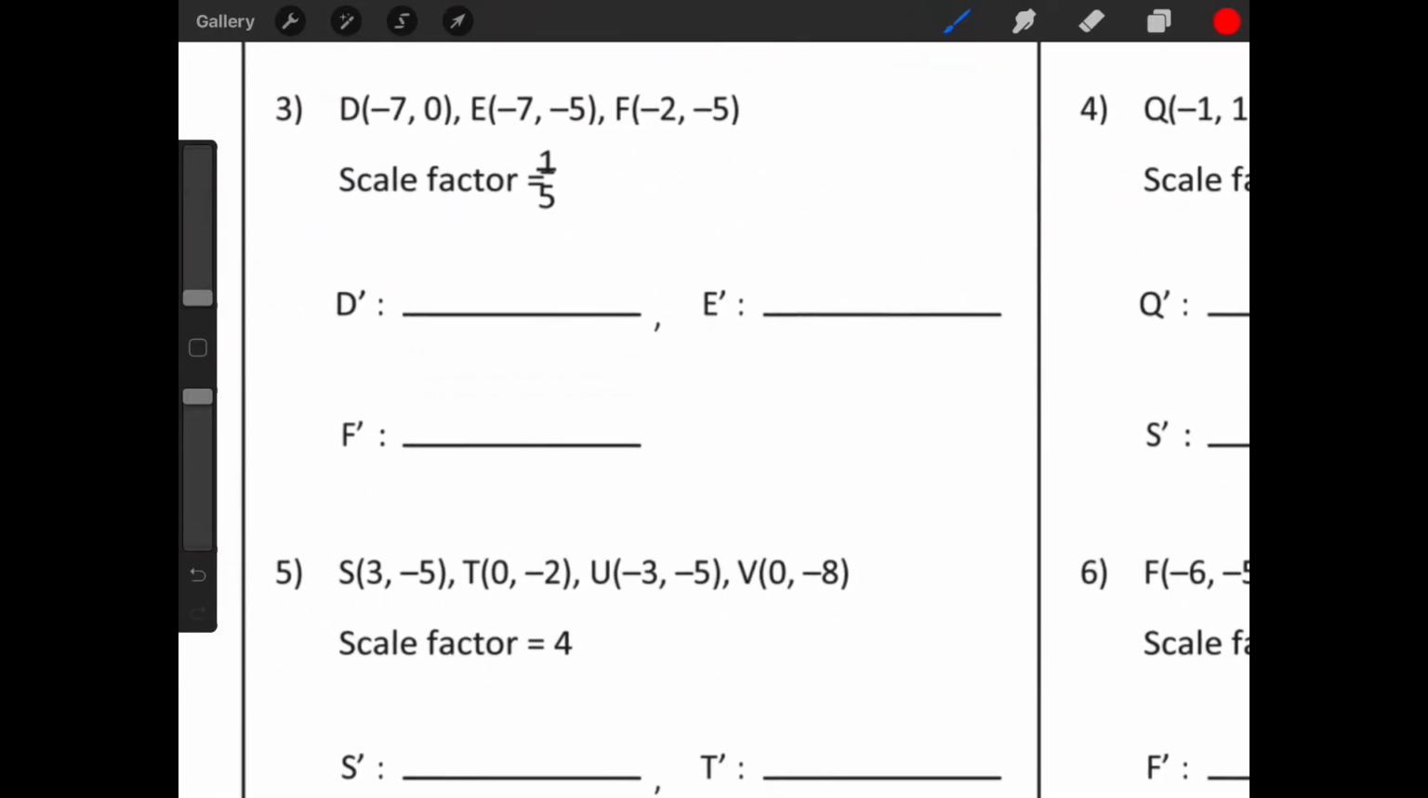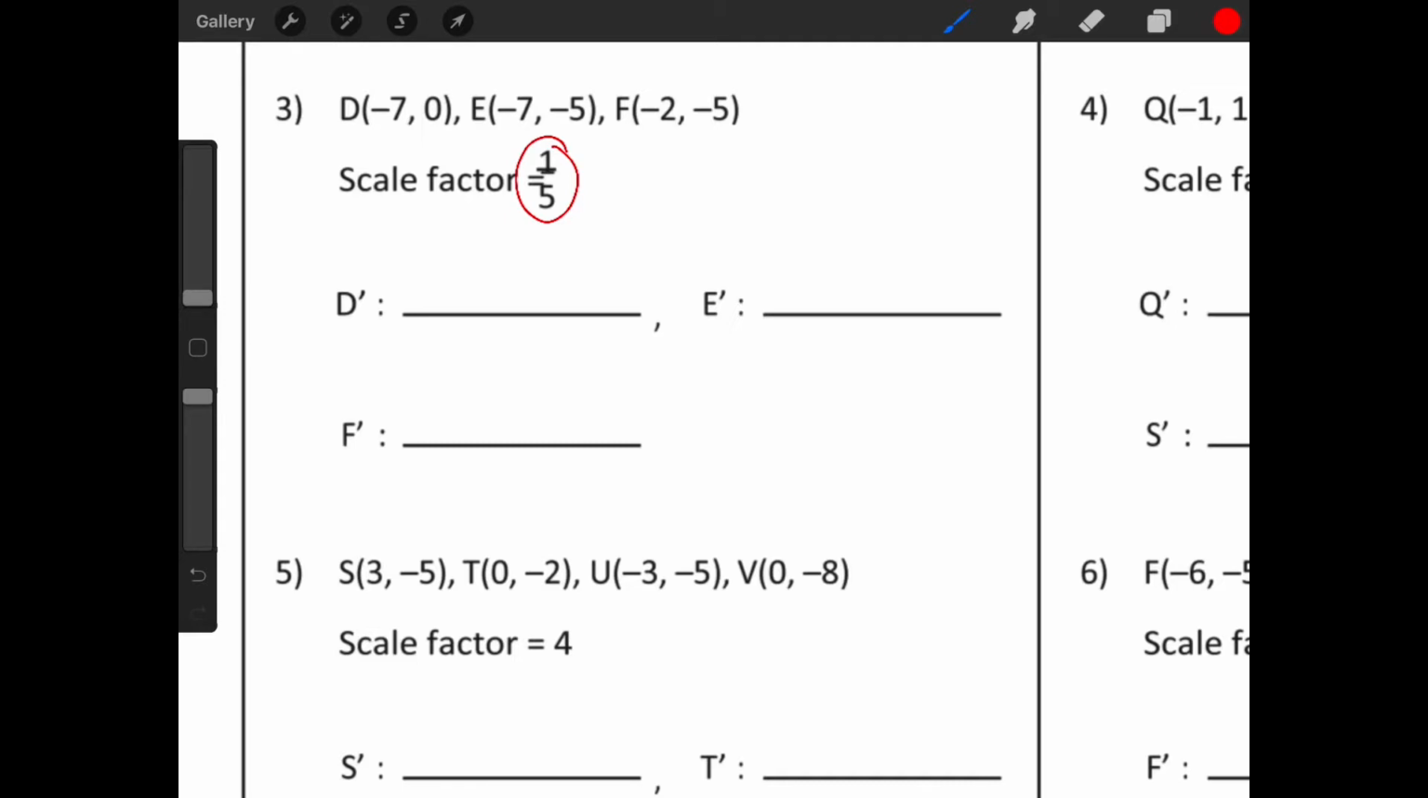All right, number 3. So scale factor is 1/5. So if it's a fraction less than 1, just to focus on that reduction or enlargement dilation. If it's less than 1, I know that all my numbers are going to be smaller because I'm reducing the size. So let's go ahead and do this.